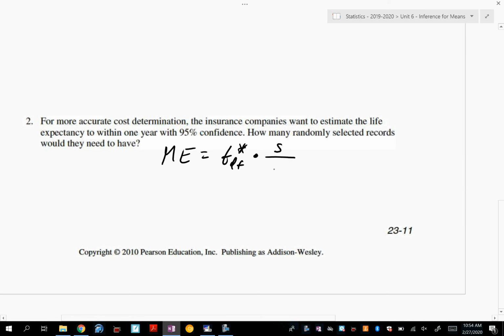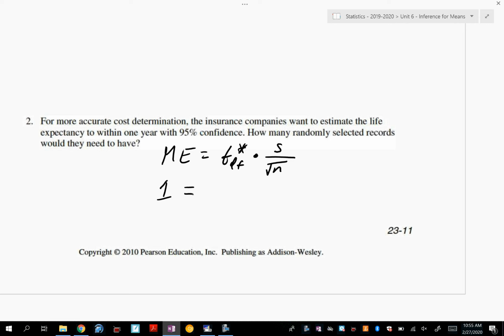Times the sample standard deviation over the square root of n. Now, here's the problem when you do this. We know our margin of error, they're saying within 1 year. So our margin of error is 1. For a 95% confidence level, and with proportions, we use 1.96.